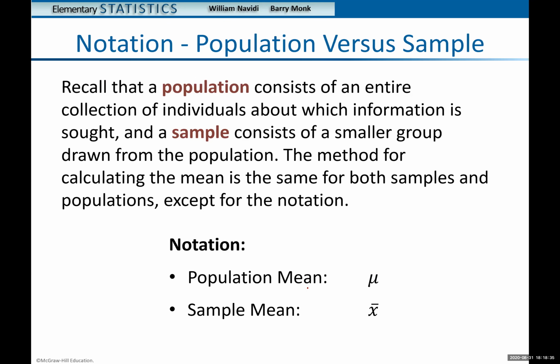So these are some notations for the mean, population versus sample. Please copy this. The population mean, we're going to use the symbol mu, and a population consists of an entire collection of individuals about which information is sought. And a sample, with sample mean X bar, consists of a smaller group drawn from the population. So population mean is mu, and sample mean is X bar.